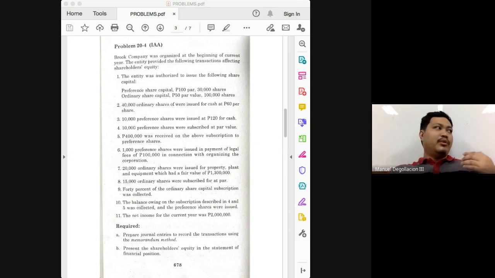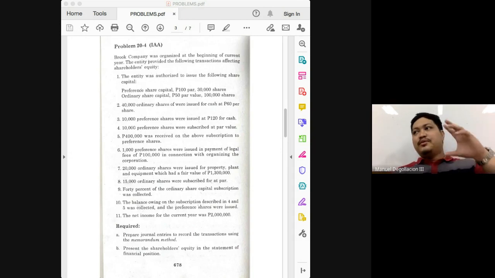100. How many shares are we dealing with here? 10,000. So 10,000 times 100 will give you 1 million. Okay, so we will have a credit to preference share capital in the amount of 1 million. And how much is the excess? Cash received is 1,200,000. Par value is 1 million. So there is an excess of 200,000, and that will go to your share premium.